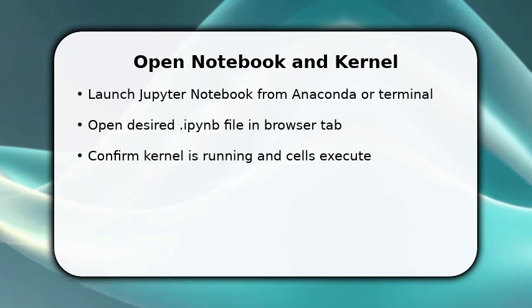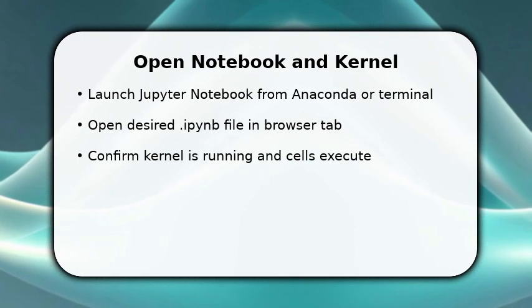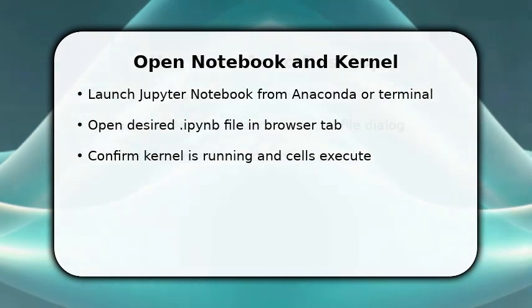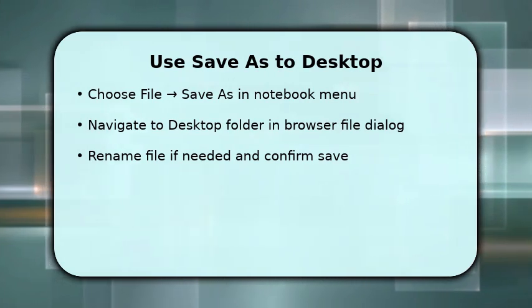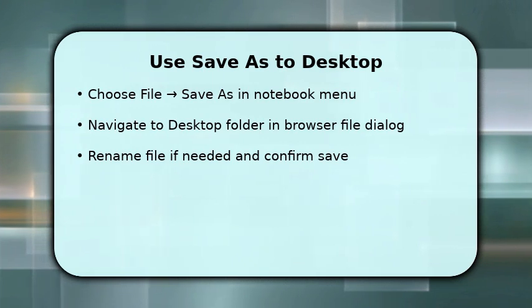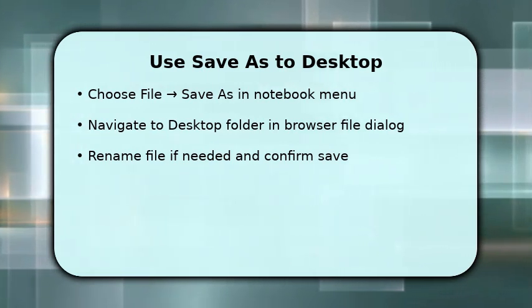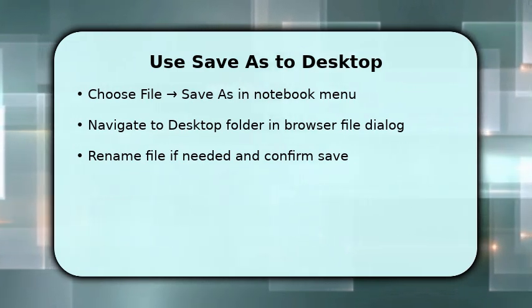If autosave is on, changes persist, but you should perform an explicit save before moving files. You now move to File, right arrow Save as in the Notebook menu, and choose a location. In the dialog that appears, navigate to your desktop folder. You may need to open parent directories to find it. Once on desktop, optionally rename the notebook to something descriptive, then click Save.